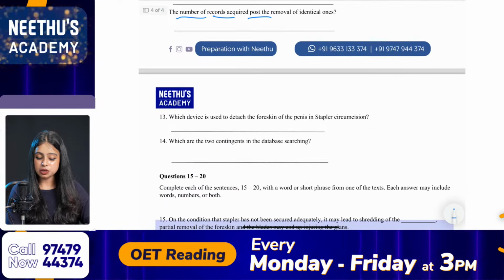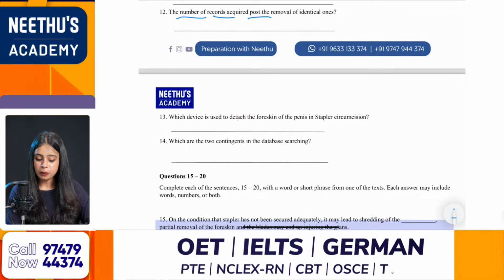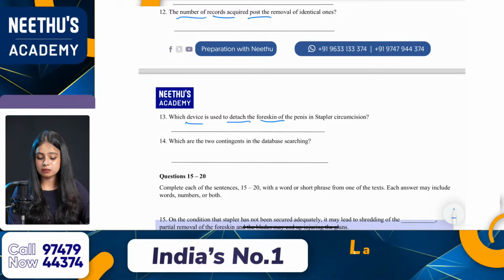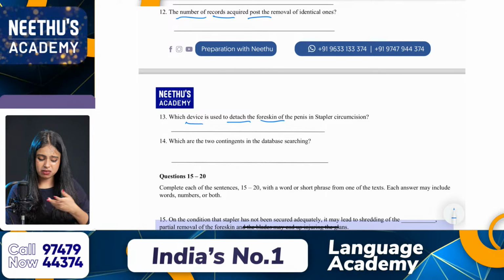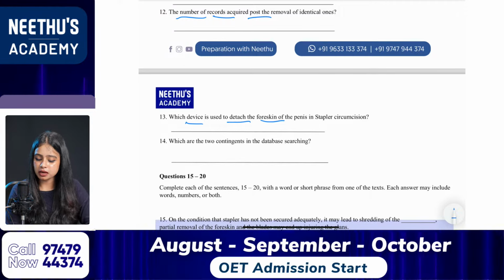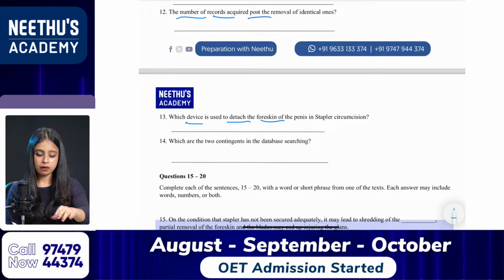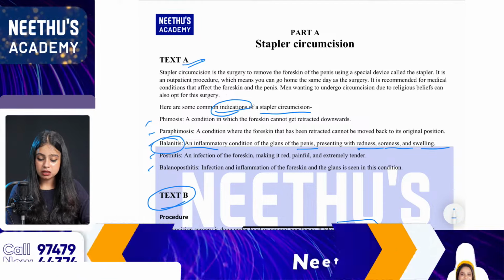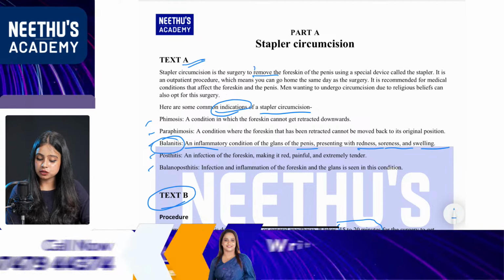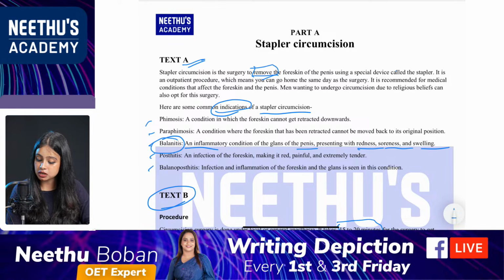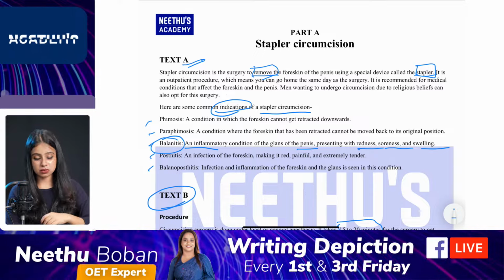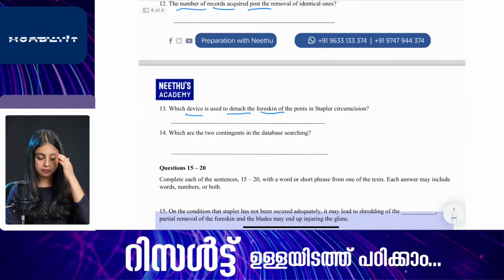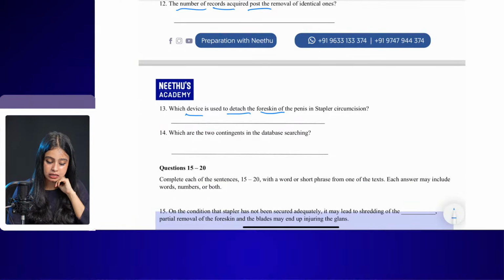Then the 13th one: which device is used to detach, remove the foreskin of the penis in stapler circumcision? So device, detach, foreskin. What device is used there? Very easy question, right? Even without reading the para, you can say it is a stapler. The answer is stapler, from text A. Stapler circumcision is a surgery to remove, which means detach, the foreskin of the penis using a special device called a stapler. Hi, Prida. Yes, it is stapler.